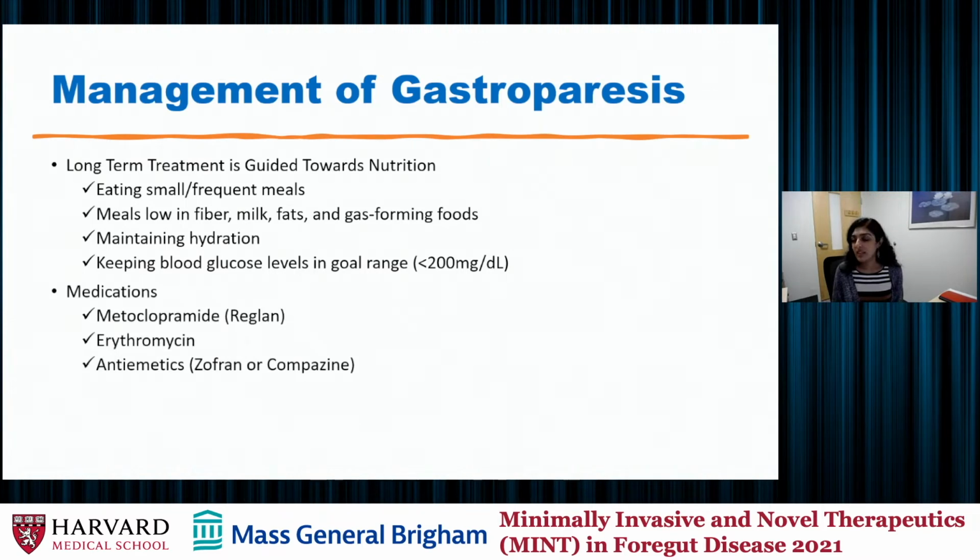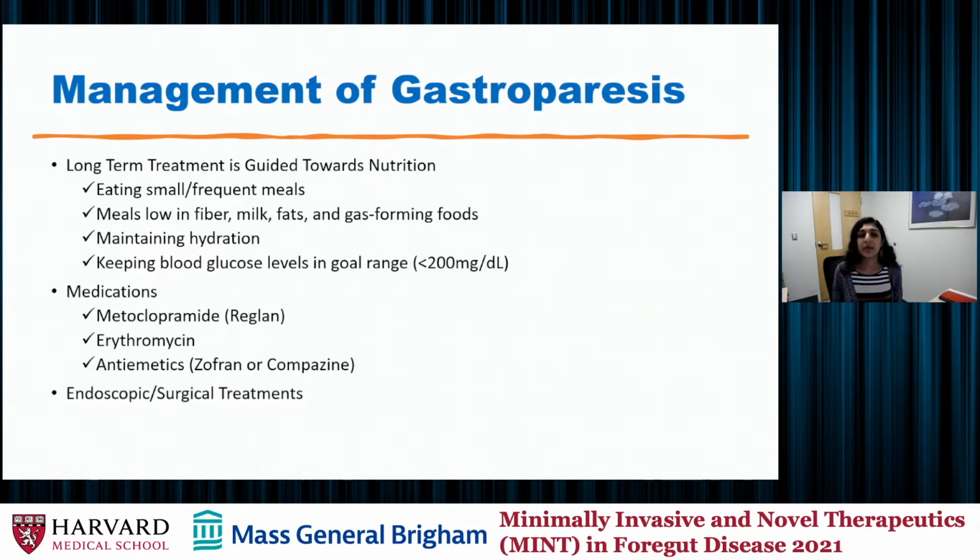We also want to manage these patients with medications, which sometimes even a motility specialist may do also. The most common medications that I have seen are Reglan, erythromycin, and even some antiemetics such as Zofran and Compazine. Again, we want to be careful with these medications because they do have side effects and they can affect the heart, such as QT prolongation, and also affect your nervous system too.